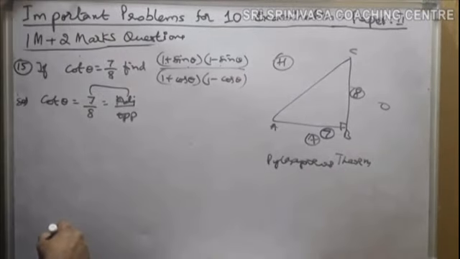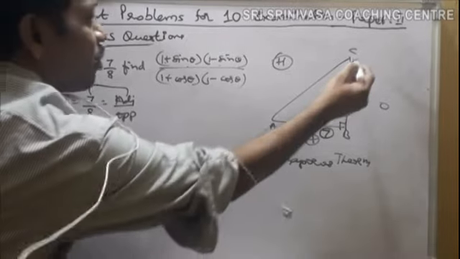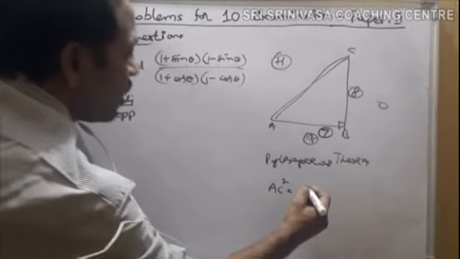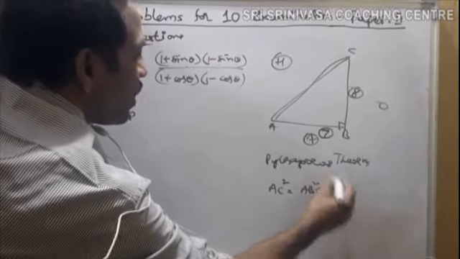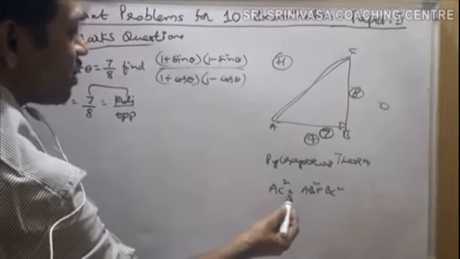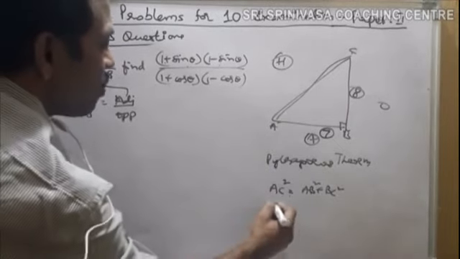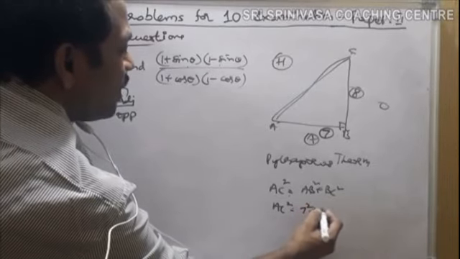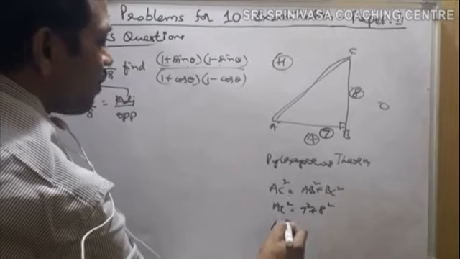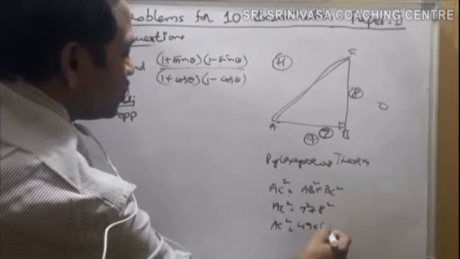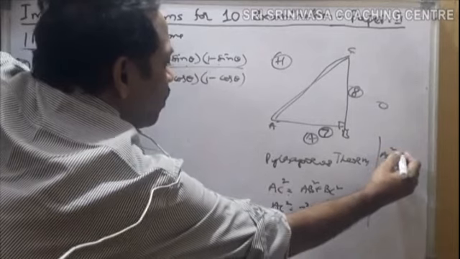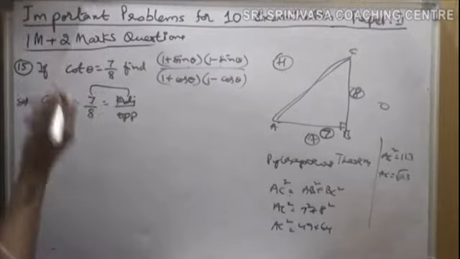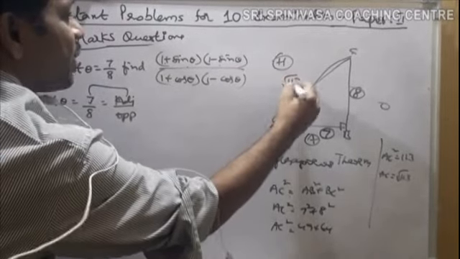The Pythagoras theorem says that the square of hypotenuse is equal to the sum of squares of other two sides. So AB square plus BC square. Other two sides are AB and BC. So AC square equal to AB square plus BC square. So AC square equal to AB is here 7 square and BC is 8 square. So AC square equal to 49 plus 64. AC square equal to 113. AC equal to root 113. So this is your hypotenuse, root 113.